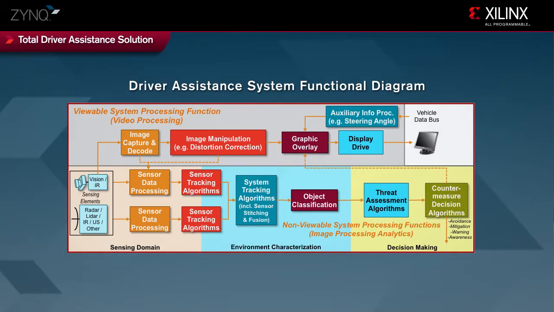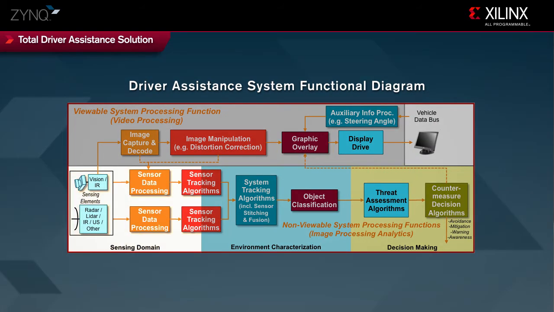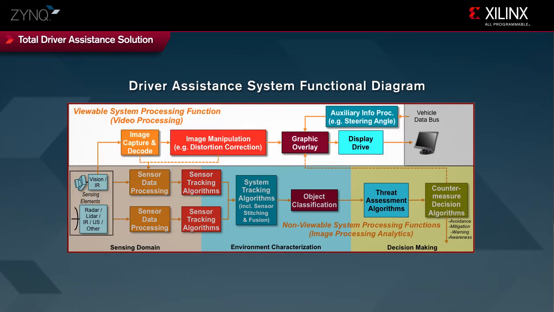Most DA systems, regardless of features, follow a similar functional architecture. The most common DA sensors are camera and radar. In the case of cameras, data processing at the pixel level is required in the sensing domain to enhance image quality or extract object information. Features like vehicle rear view or surround view require video processing with graphic overlays to provide useful images displayed directly to the driver.